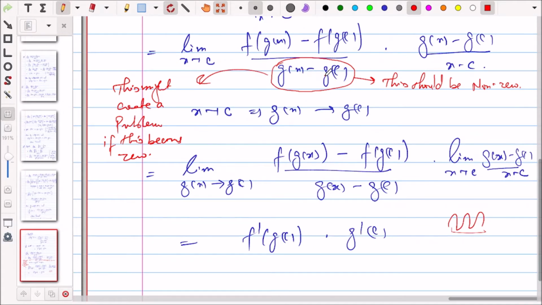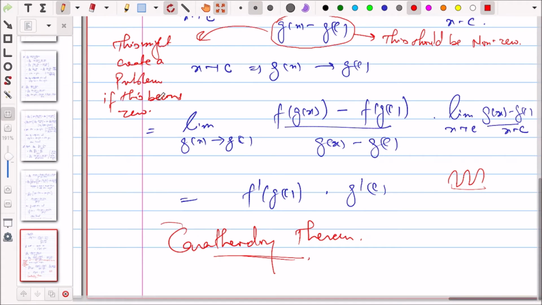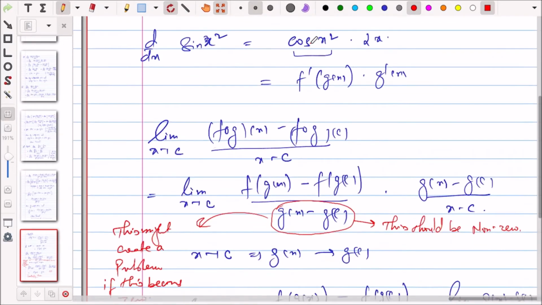We cannot remove them, so उसके लिए हम use another result which is Carathéodory theorem, okay? We will prove this theorem, and then we will use it to prove chain rule, okay? So to avoid this situation we use Carathéodory theorem. Using this theorem we can avoid this situation. We will see how we will avoid this situation, okay?